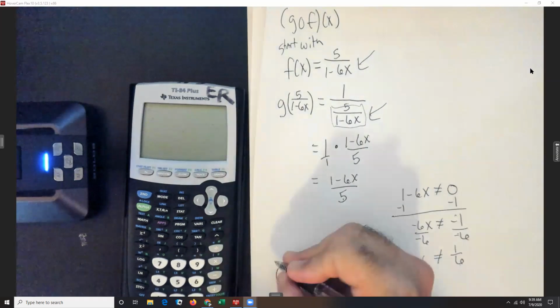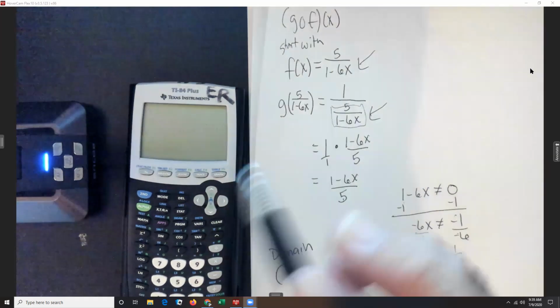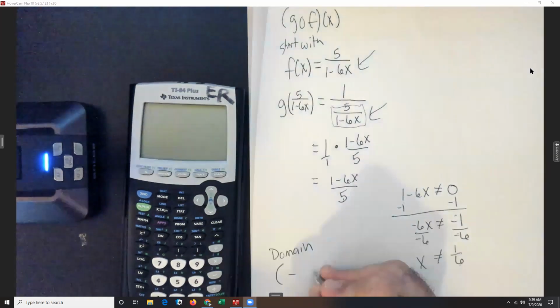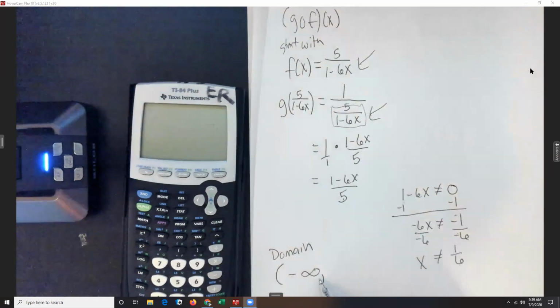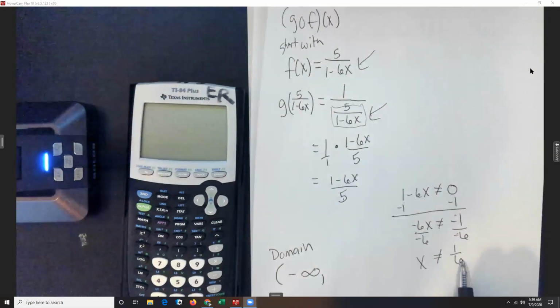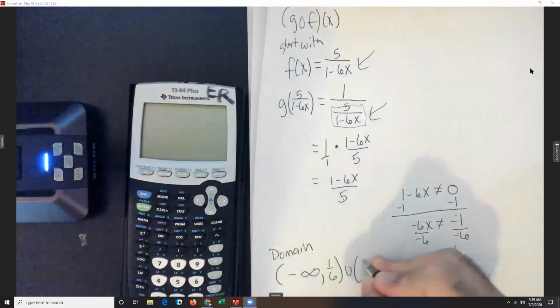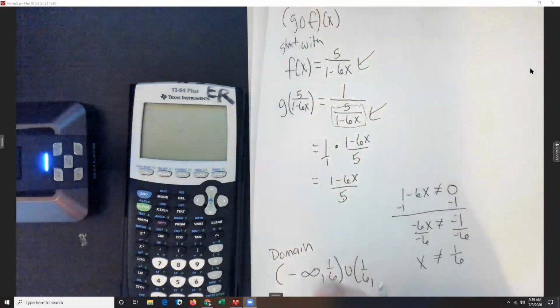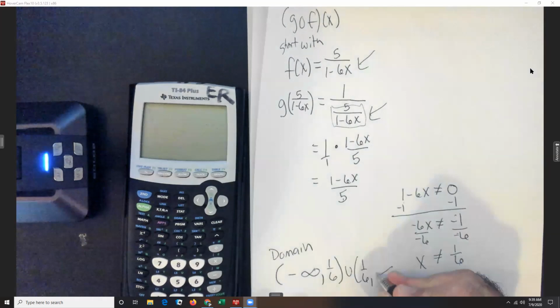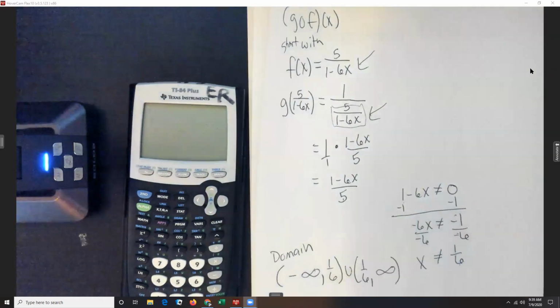So my domain is going to start at negative infinity. I'm cruising on that until I hit this number I'm going to exclude, which is a 1/6. So I union around that 1/6. And then from the 1/6, I head towards positive infinity. All right, and that'd be the final answer on that one.